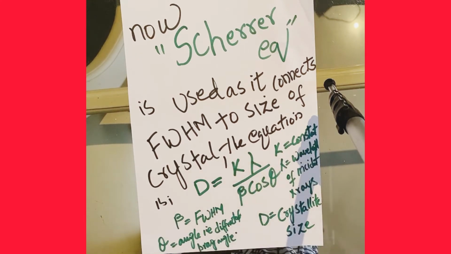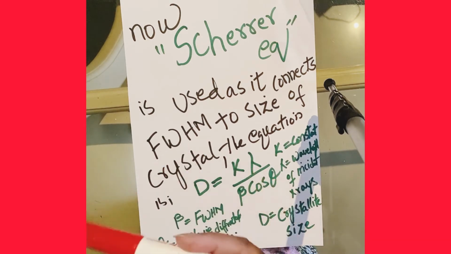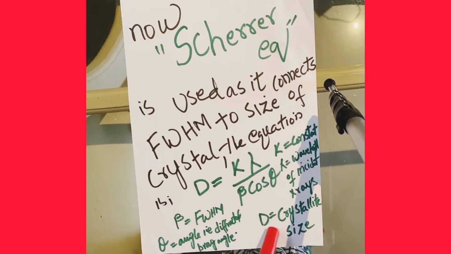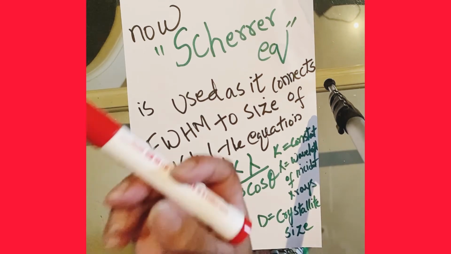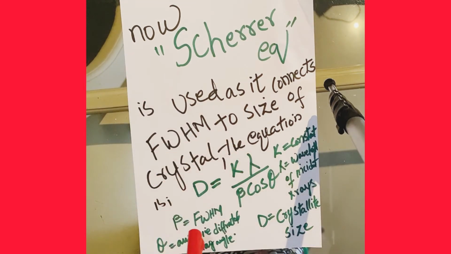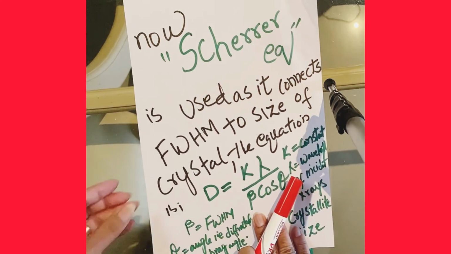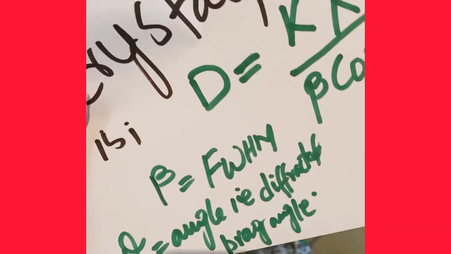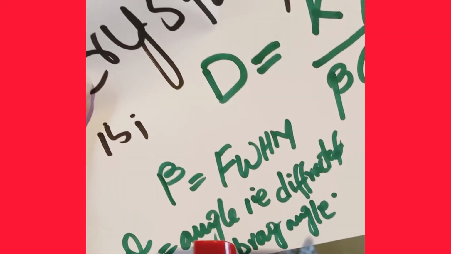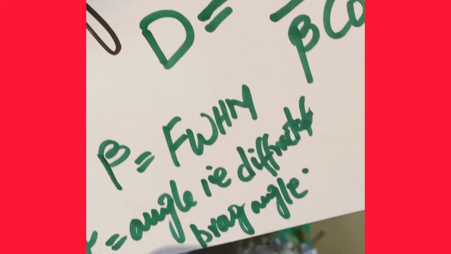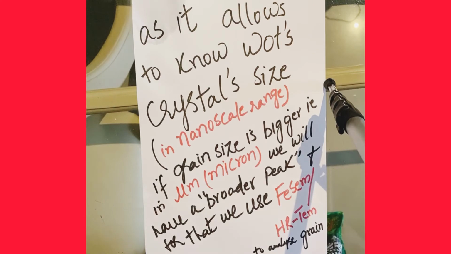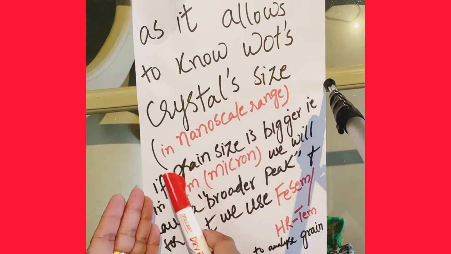Lambda, of course, is the wavelength of the incident X-rays. D is the crystallite size, the size of the crystal. Beta equals FWHM, that is full width half maximum. And theta is the diffracted Bragg angle. You can see it, as it simply allows us to know what the crystal's size is, that is in the nanoscale range.